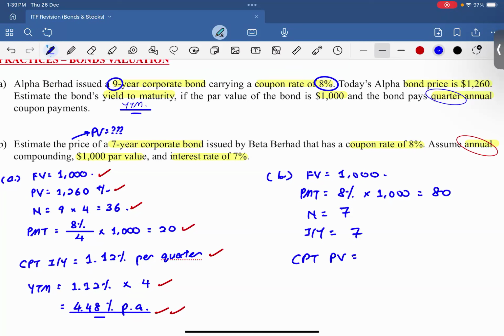Try to key all this into your financial calculator and see what answer you are able to get. 1,000 FV and then 80 PMT, 7 N, 7 IY, compute PV. You will get a negative answer because it's present value. 1053.89. That's the answer.